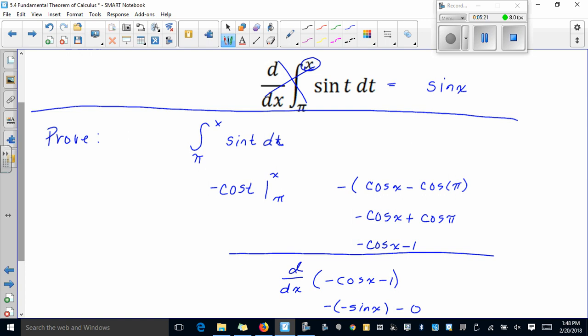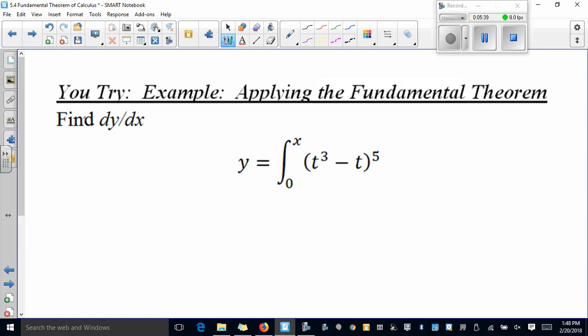So this one here has the integral from 0 to x of (t cubed minus t) all to the 5th power, dt. Lost the dt somewhere. And they're asking you for the derivative. So really, they're saying, I want d/dx of the integral from 0 to x of (t cubed minus t) to the 5th power dt. And according to the fundamental theorem of calculus, the answer is (x cubed minus x), all that raised to the 5th power.